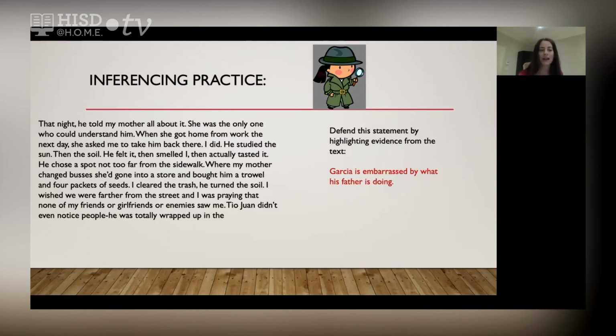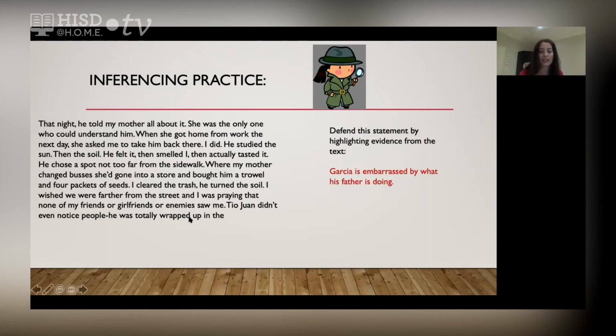He chose a spot not too far from the sidewalk. Where my mother changed buses, she'd gone into a store and bought him a trowel and 4 packets of seeds. I cleared the trash. He turned the soil. I wished we were farther from the street, and I was praying that none of my friends or girlfriends or enemies saw me. Tio Juan didn't even notice people. He was totally wrapped up.